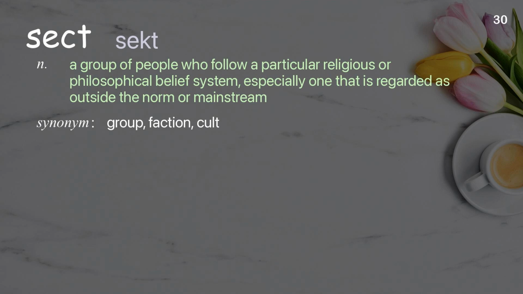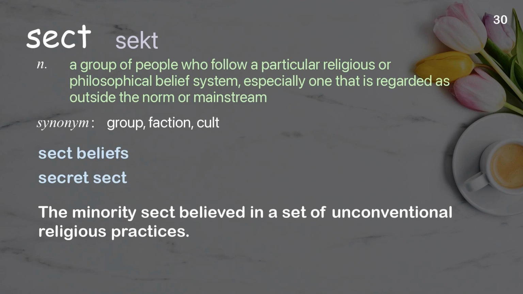Sect. A group of people who follow a particular religious or philosophical belief system, especially one that is regarded as outside the norm or mainstream. Examples: Sect beliefs. Secret sect. The minority sect believed in a set of unconventional religious practices.